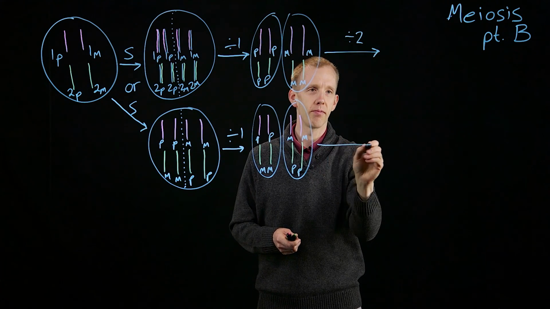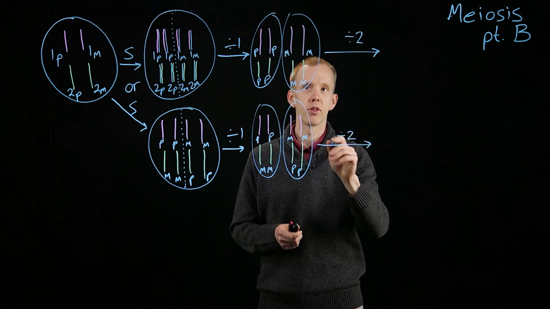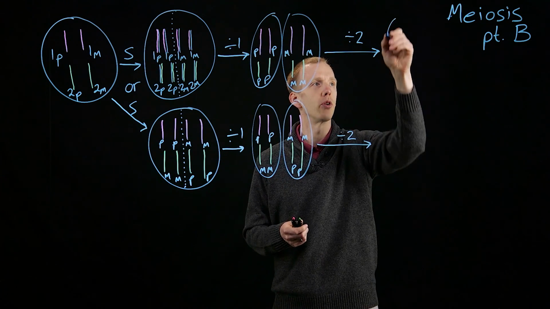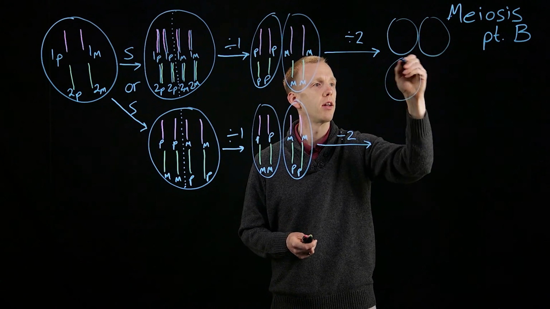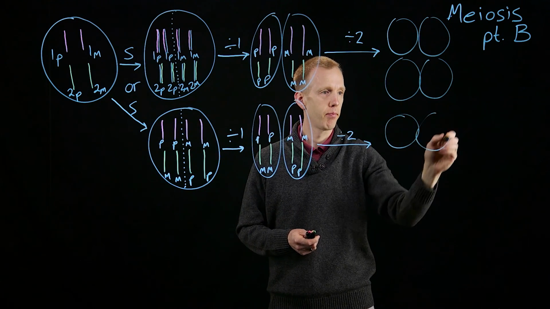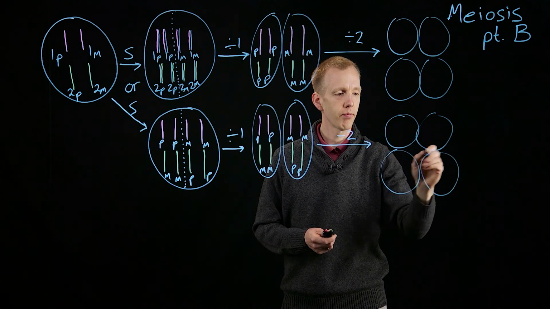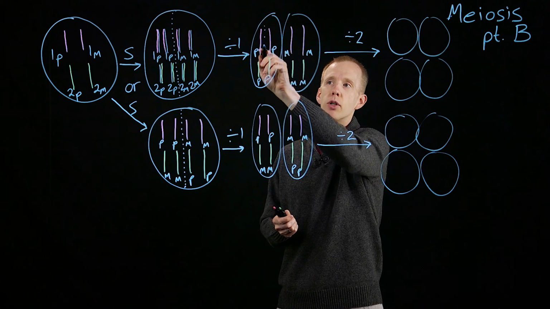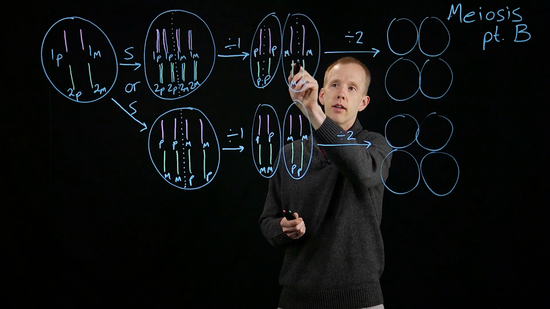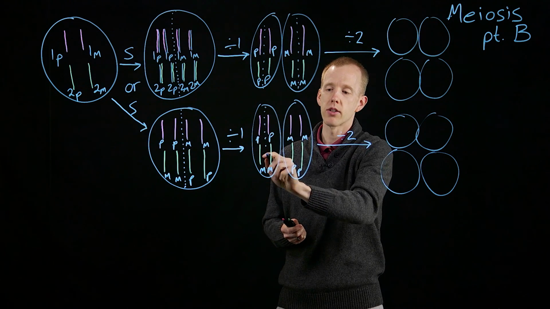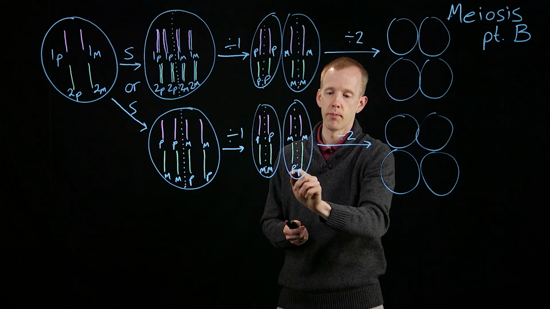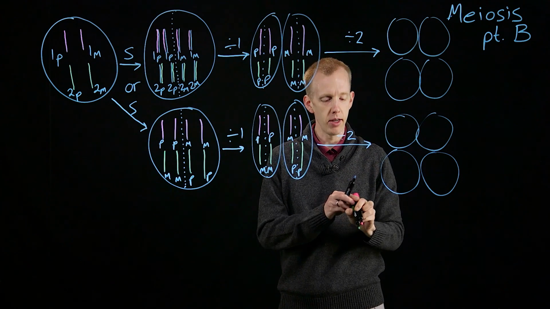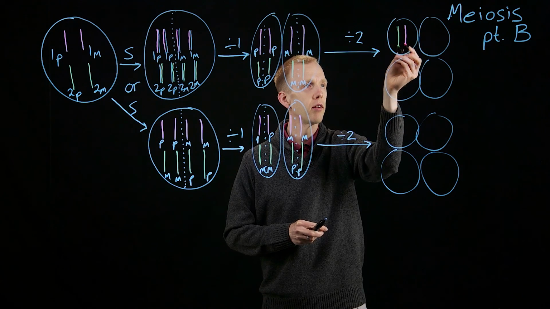in the second division. So each of these 2 cells in the top and each of these 2 cells in the bottom will divide a second time to produce the 4 haploid gametes. In this case, divisions occur again in between, down the middle of the cells, but this time in between the sister chromatids. And this dictates the types of chromosomes that we get in the gametes.